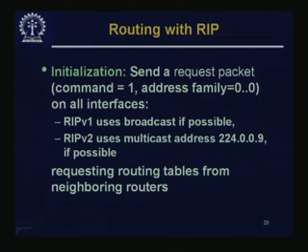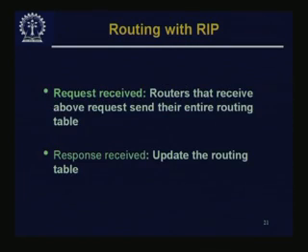Requesting routing tables from neighboring routers. That means we are trying to get full routing tables from the neighboring routers, that is the initialization phase. Request received: routers that receive the above request send their entire routing table, and on response received, update the routing table. Naturally, you update the routing table using your distributed Bellman-Ford.